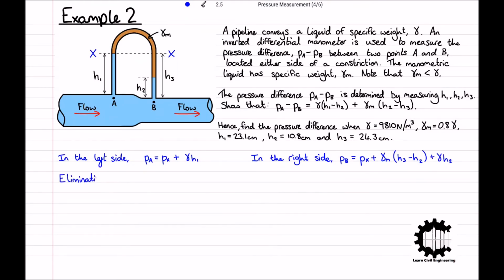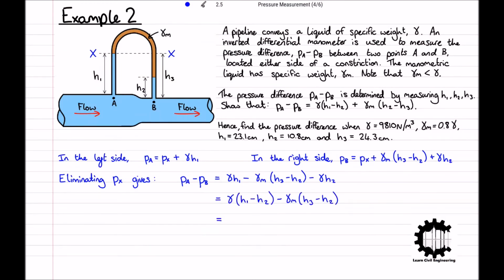Then, eliminating Px results in Pa minus Pb equals gamma h1 minus gamma m times h3 minus h2 minus gamma h2. And by simplifying this like we did for the previous question, we can show that Pa minus Pb is equal to gamma times by h1 minus h2 plus gamma m times by h2 minus h3 as required.